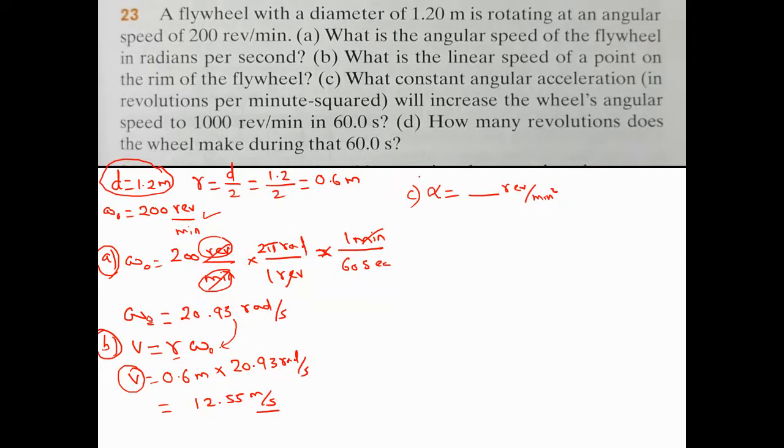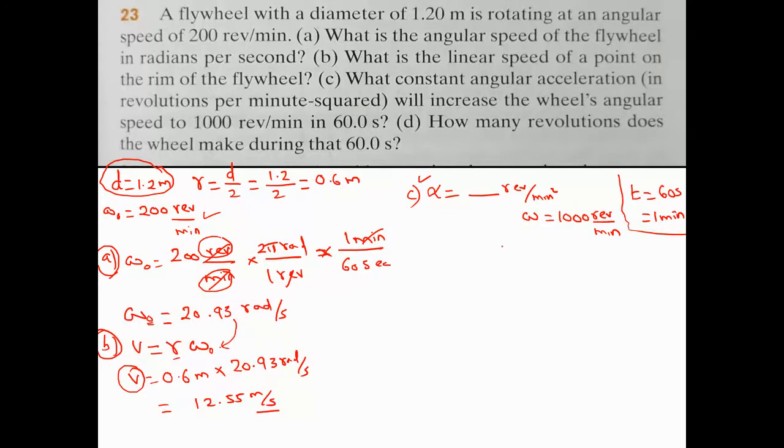Now, for finding this angular acceleration, they give the final speed. What is your final speed? The final speed is given. So what is that value? Omega naught is given as 1000 revolution per minute. And then they gave the time. So what is the time? Time is exactly 60 seconds, which is equal to 1 minute.